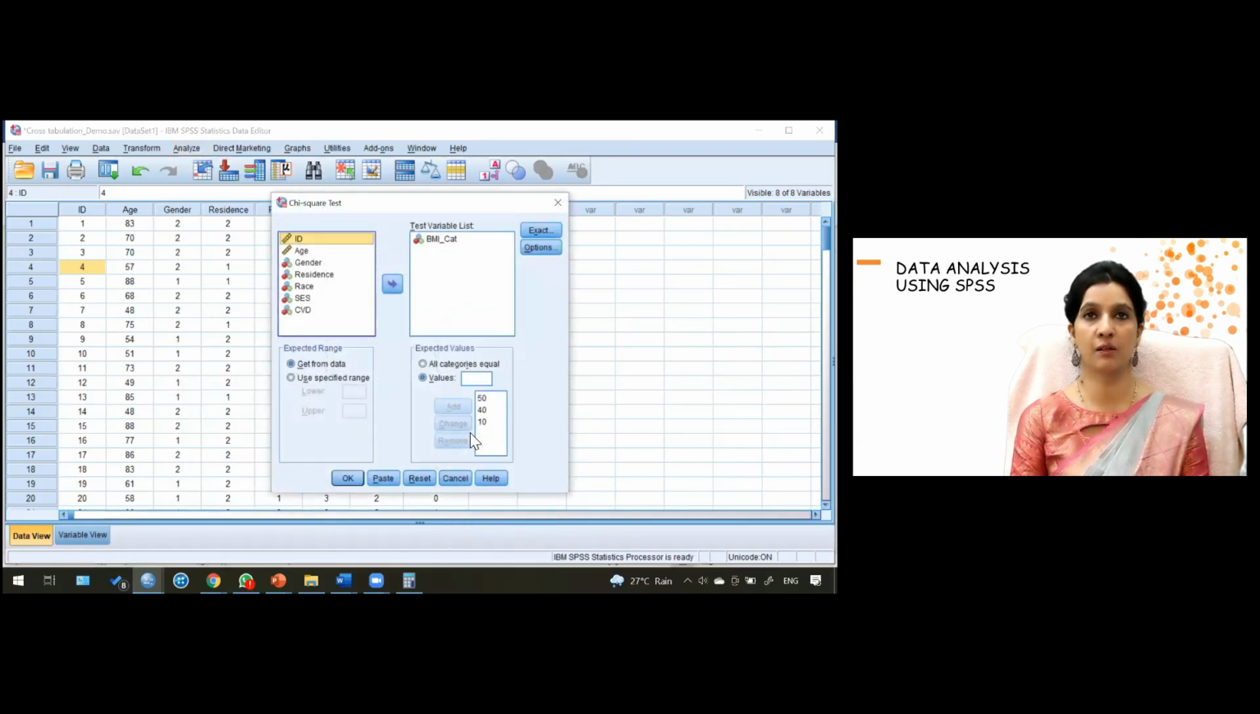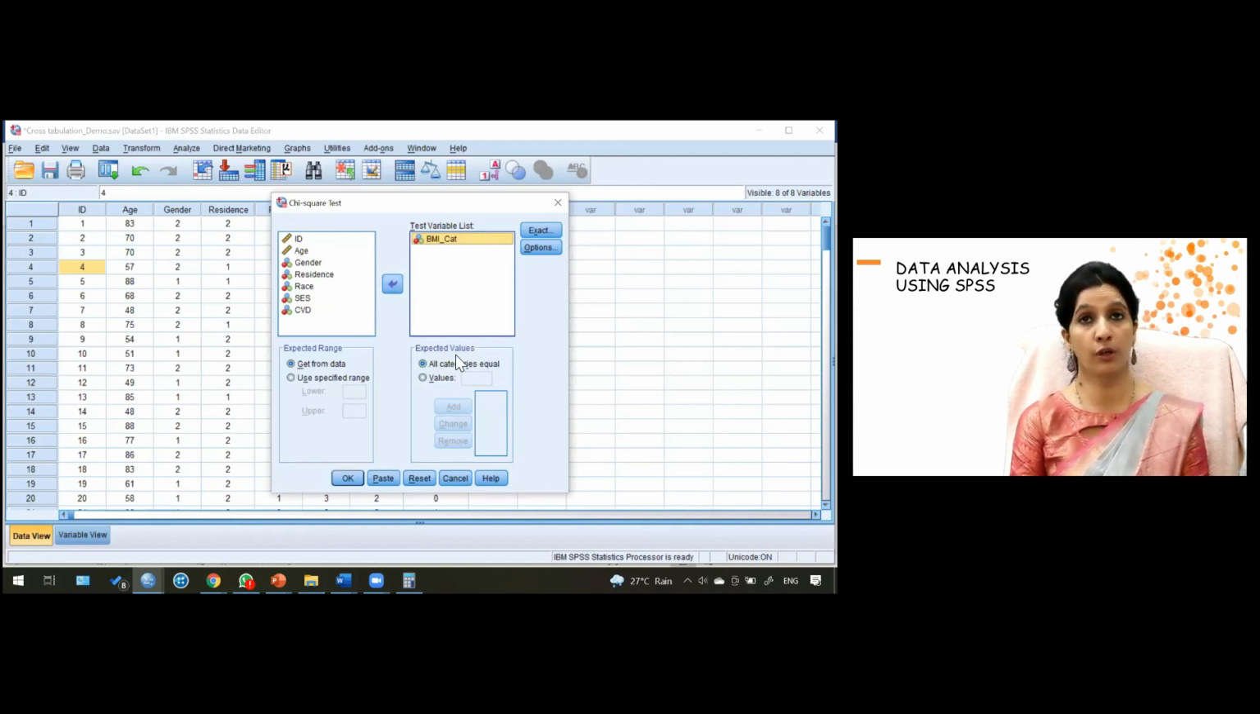Click this chi-square, then this window will appear. So you can see here that this is the input variable and this is the test variable. So what is my test variable? It is the BMI category. So I'll shift this BMI category here, and then here the expected values.